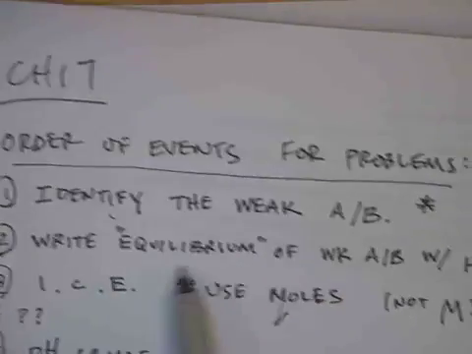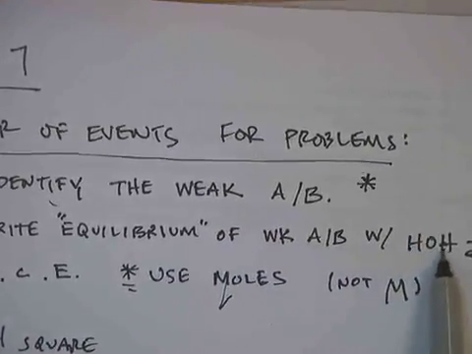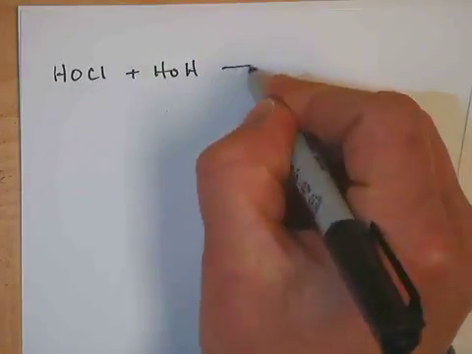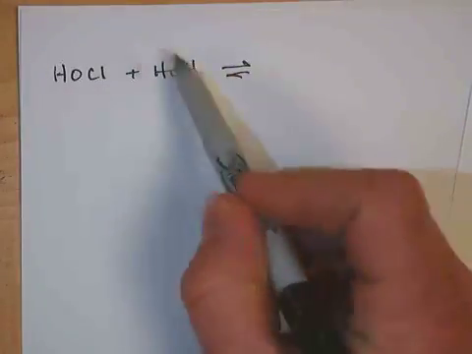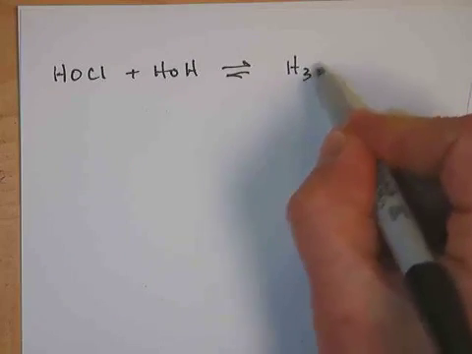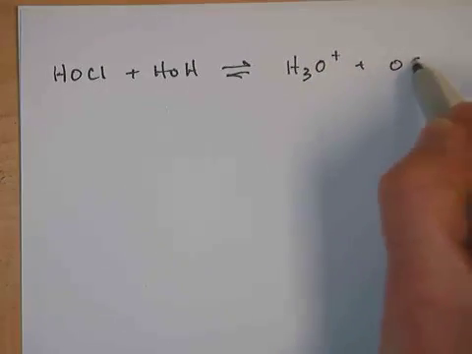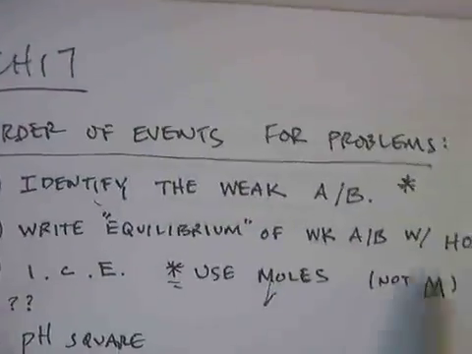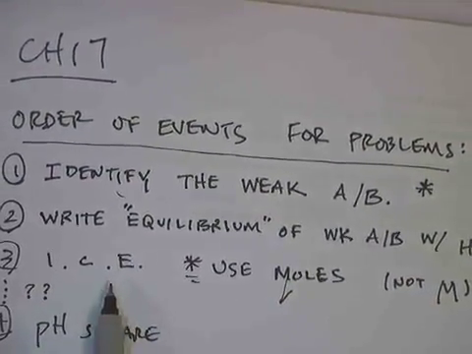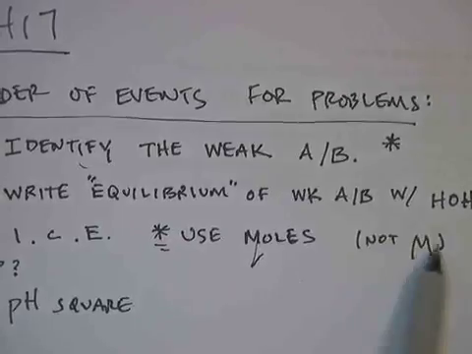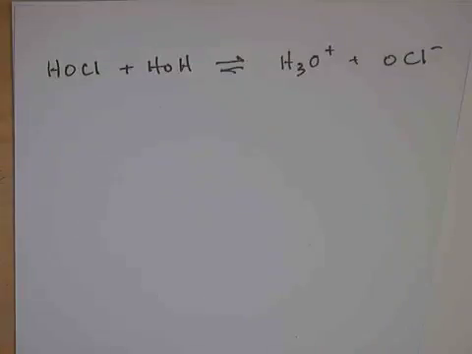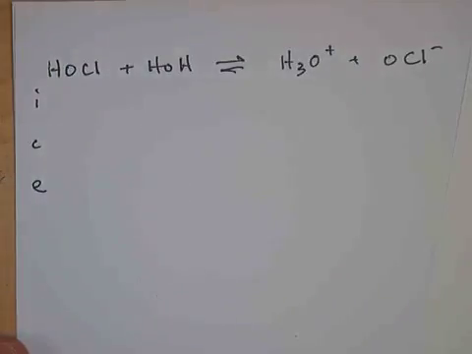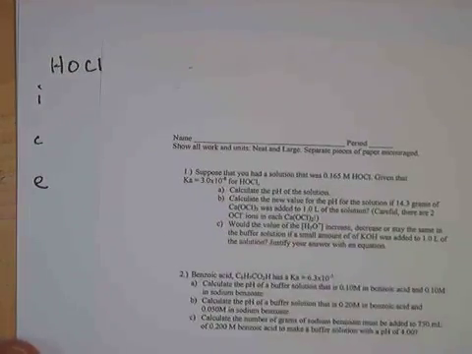So I've identified the weak acid or base, and now I write the equilibrium of the weak acid or base with water. And so I'm going to take this and react it with HOH. I'm going to donate a proton, because that's what acids do, and I'll have some H3O+ and some OCl-. Once I've written the equilibrium, now I write the ICE table, and in this case I only have molarity, so I'll use molarity and identify the item in here that's going to help me get into the pH square.